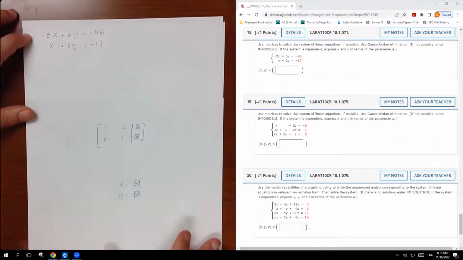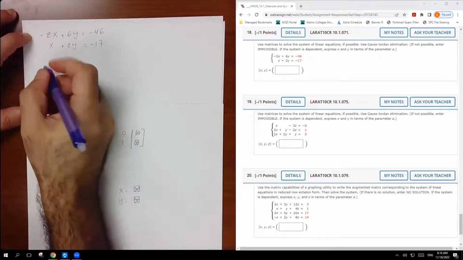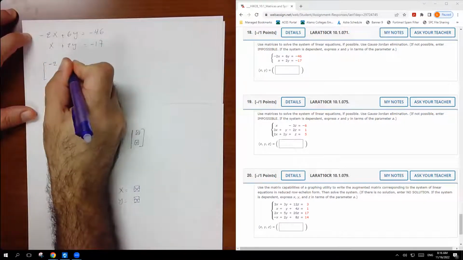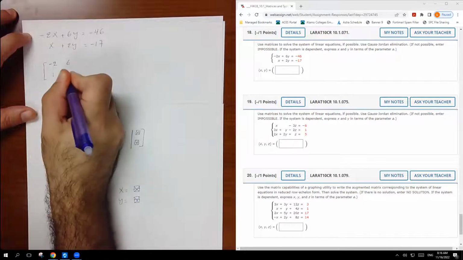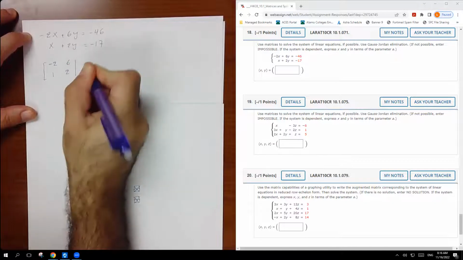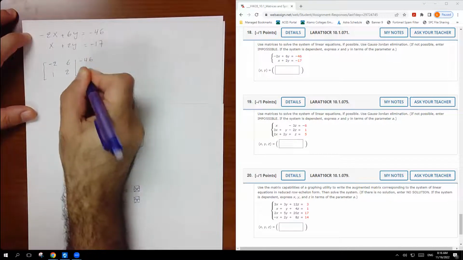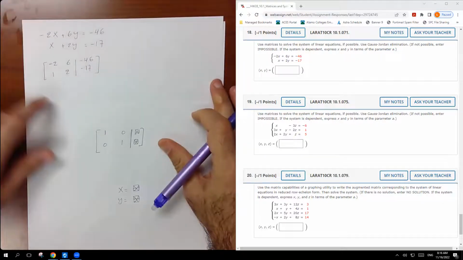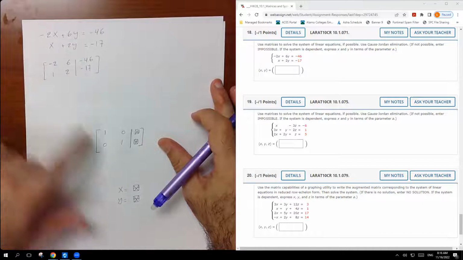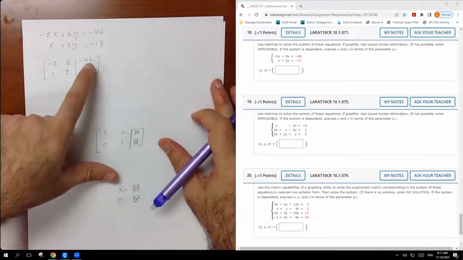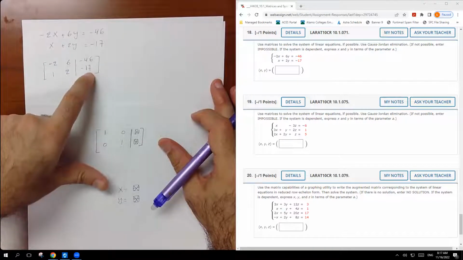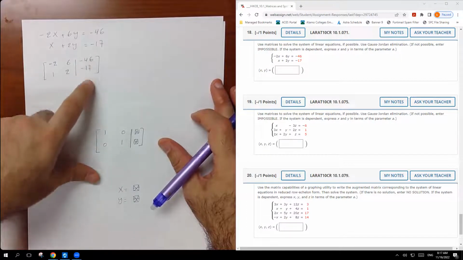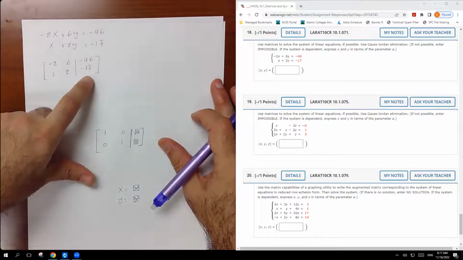So that means here's our matrix, which is negative 2, 6, 1, and 2. And here's negative 46, and negative 17. That means I'm going to convert this matrix to this one, and there's going to be change on these two numbers. We're going to do 4 steps here. The last step here is going to be our solution.